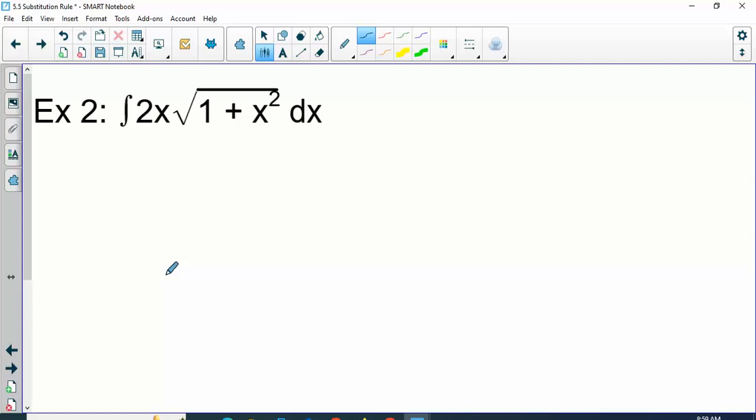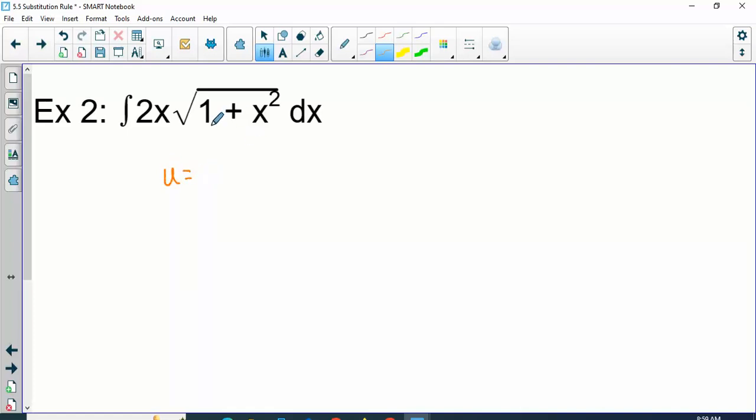Is this a problem that I could just multiply out and simplify? Can you do the square root of 1 plus x squared? No. Can you bring the x into that square root? No. So could I do the antiderivative as it's written as a product? No. We have to try a substitution.